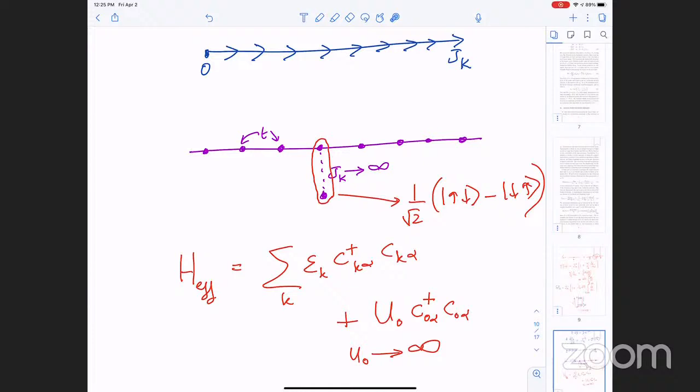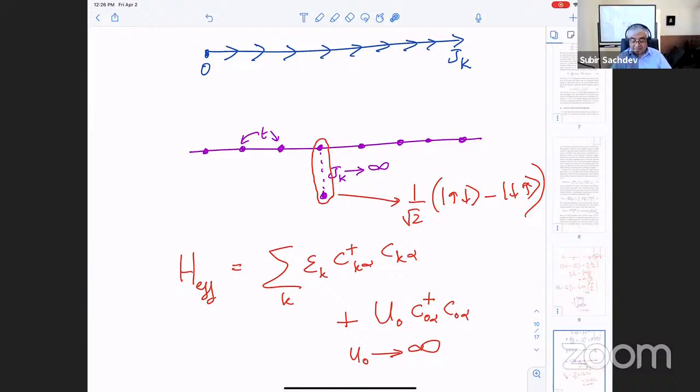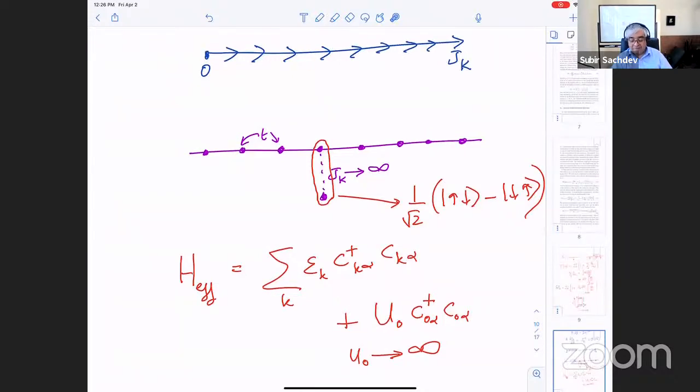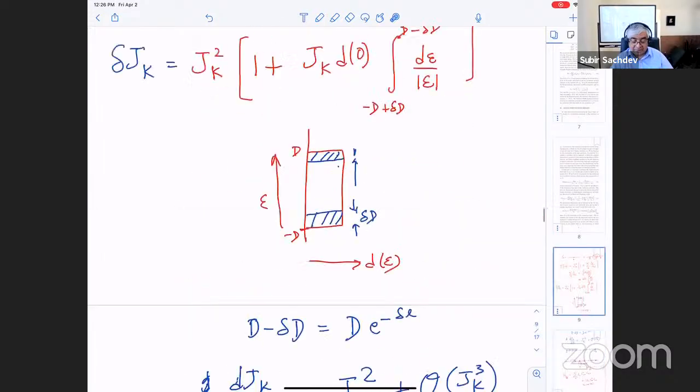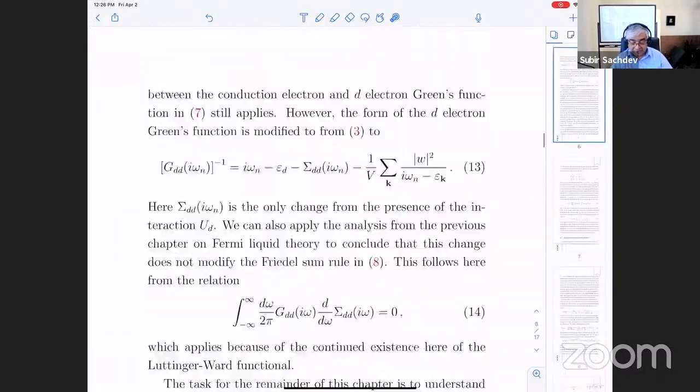I see. So it's like an approximation. No, this is in fact in the limit of low temperatures, or you have to do some RG. It's a little more complicated, but if you do the RG and JK goes to infinity, let me say it another way. I had the Kondo Hamiltonian. I wrote down this Hamiltonian.